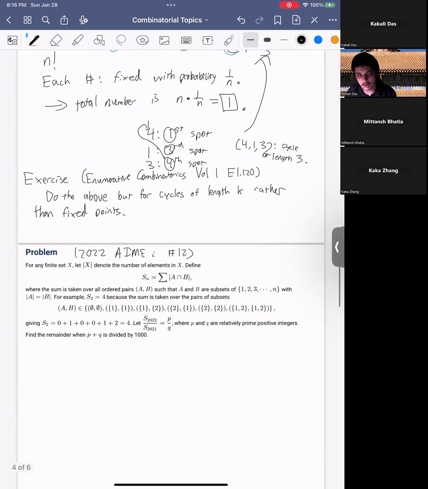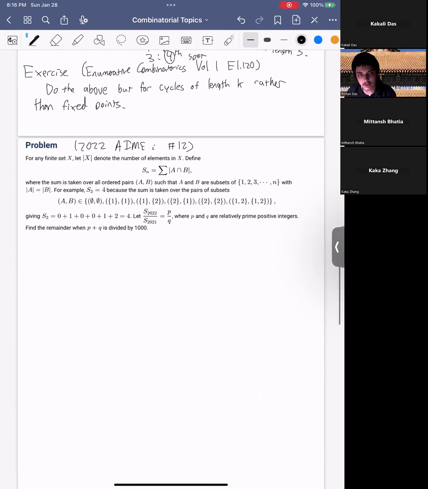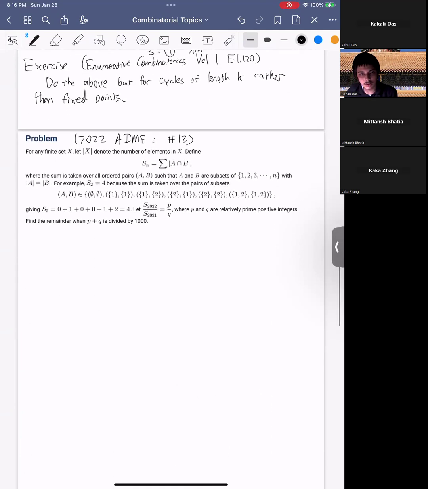And another application of this linearity of expectation idea showed up on the 2022 AIME at number 12. Here we are considering over all pairs of sets, the size of their union. But we also have this restriction that the two sets have the same size. And we have a size of a union, which is quite annoying because we don't know anything about what that union is going to look like.